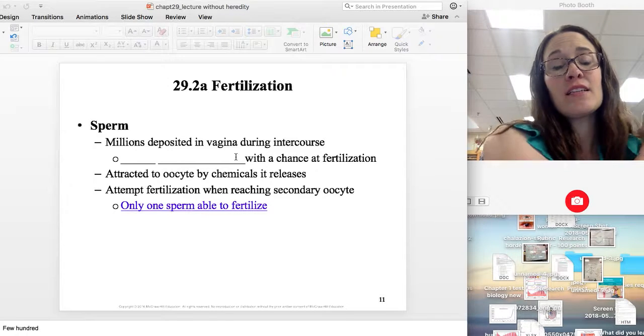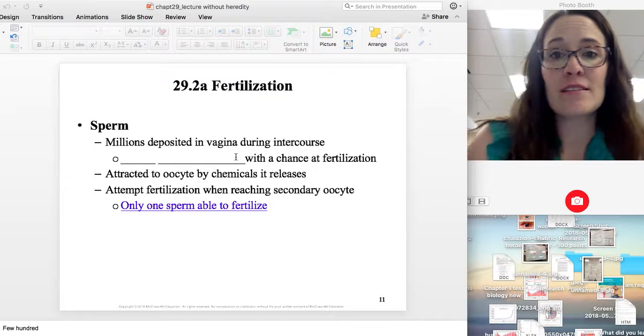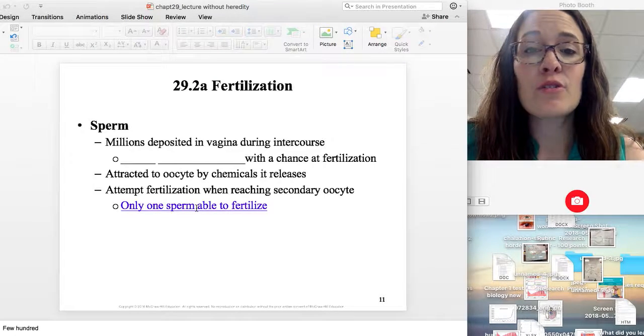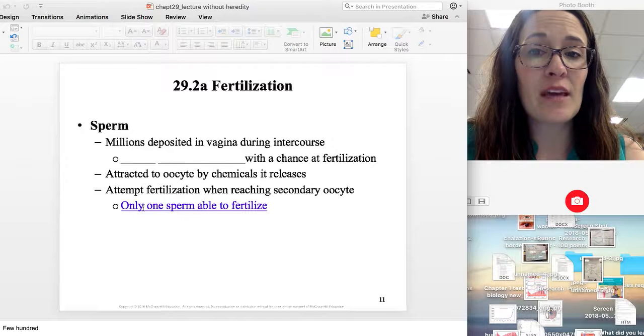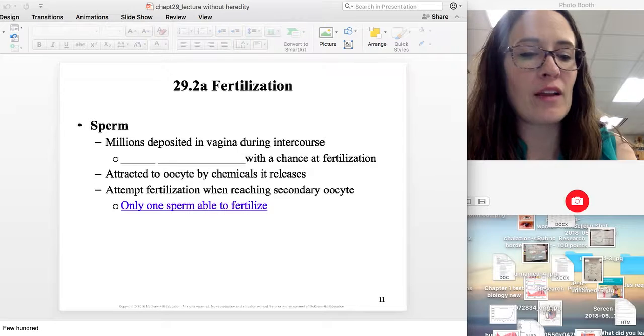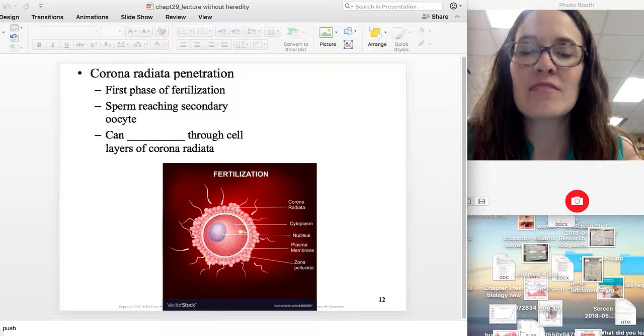And it's attracted to the egg. It can find the egg through chemicals that the egg actually releases. And once it reaches the egg, it attempts to fertilize it. Okay, but only one sperm is able to break through the barriers and fertilize the egg. And I have a video here that I'll show you some other time. It's kind of a funny one.